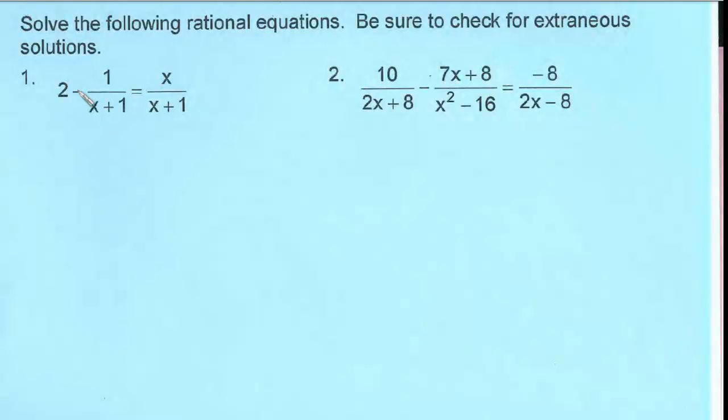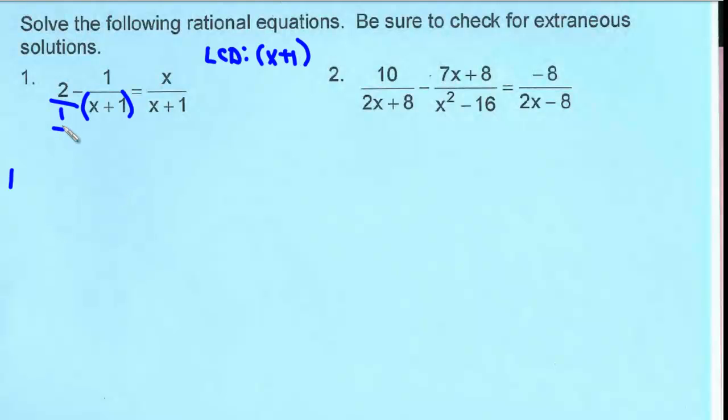The first thing is to factor each of the denominators. Each of these denominators is already factored as far as it can be factored. Next, we find the LCD. In this case, the LCD is just x plus 1.